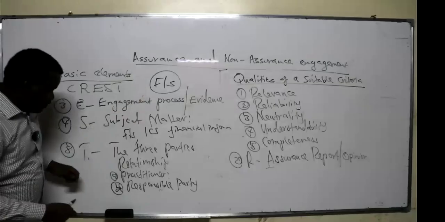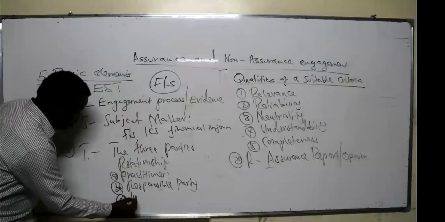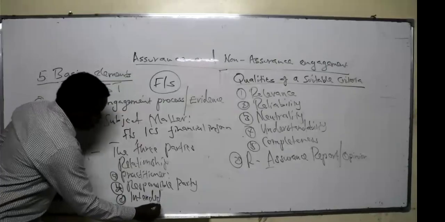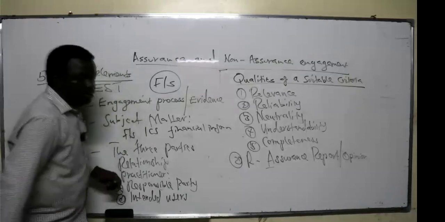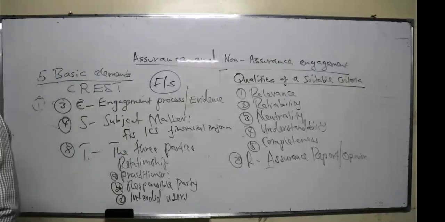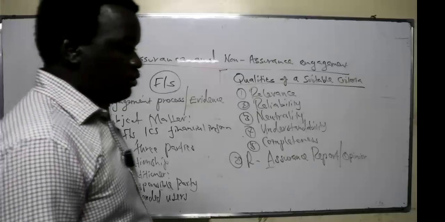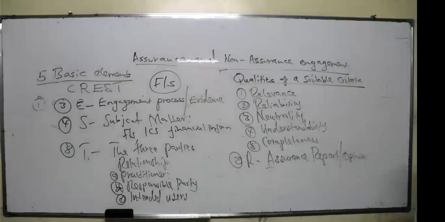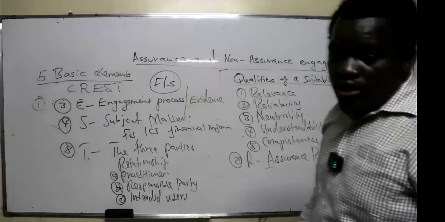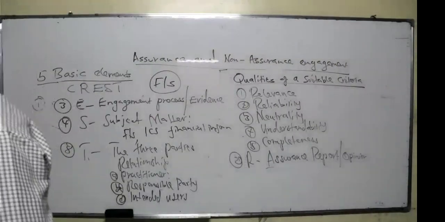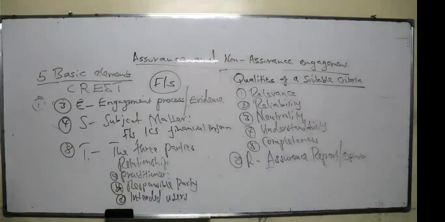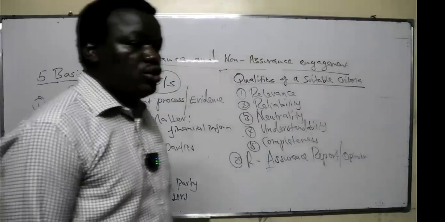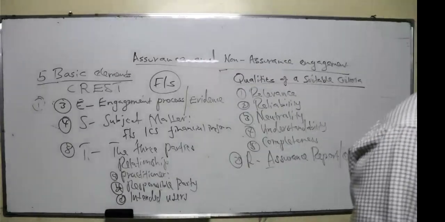Then the last one, we have the intended users. These are the individuals meant to use the assurance report.